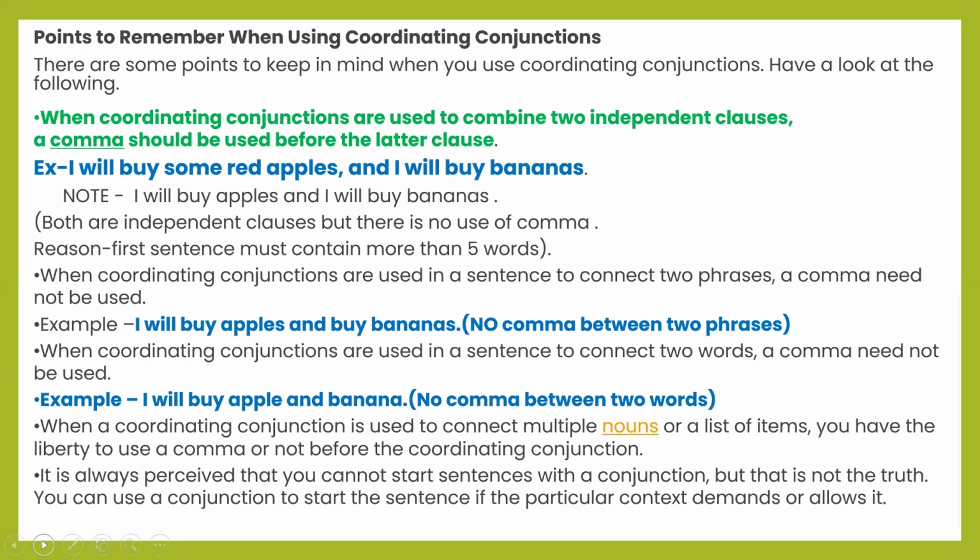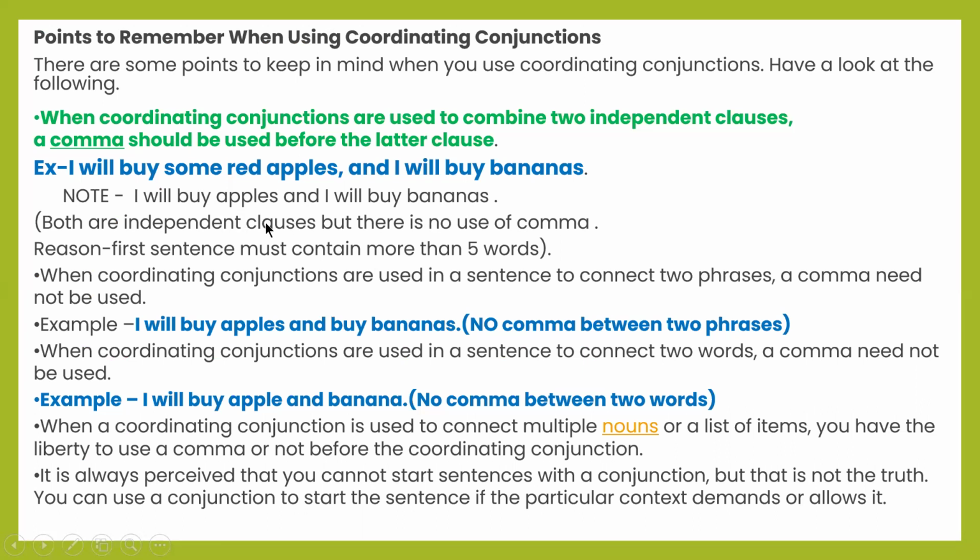Points to remember, always keep in mind when you use coordinative conjunctions. When coordinative conjunctions are used to combine two independent clauses, a comma should be used before the latter clause, which I have emphasized so many times. Example: I will buy some red apples, and I will buy bananas. In this case, we have to use the comma. Both are independent clauses. Now look at this one, it is also two independent clauses: I will buy bananas and I will buy apples.